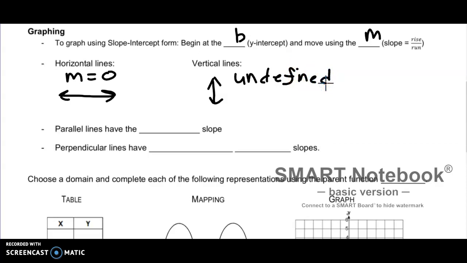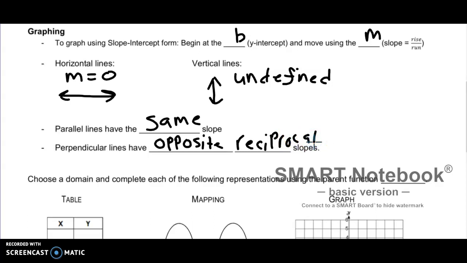Undefined means that I'm going to have 0 in the denominator of my slope, and we can't have that. You can't divide by 0. Parallel lines have the same slope, while perpendicular lines have the opposite reciprocal. Opposite reciprocal means if I have a over b, it's going to change into negative b over a. So your fraction flips, and it changes sign.